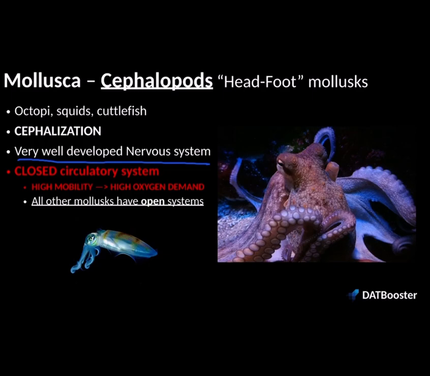They have a closed circulatory system. This is the only type of mollusk that has a closed system. Every other type of mollusk has an open system. Now let's think about why this is. Well, cephalopods are very mobile. They're highly mobile, which means they have a high demand for oxygen. They need oxygen to their tissues. So that requires a closed circulatory system. Something like a clam or a snail is not that mobile, so it doesn't need that closed circulatory system. So that's why cephalopods are unique. They have cephalization and a closed circulatory system.